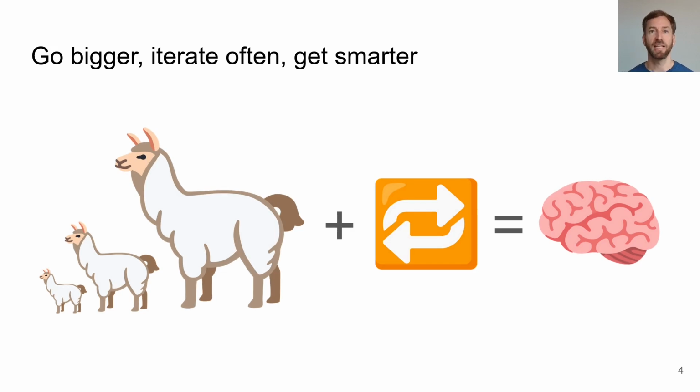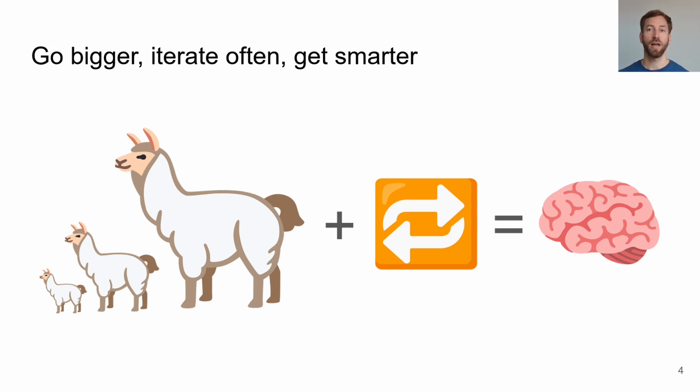This is pretty easy. We are in the age of scaling laws. This means we make the models bigger, train them longer, and iterate more often over these models during the inference phase to get more intelligent systems out of it. So let's start with the model size.